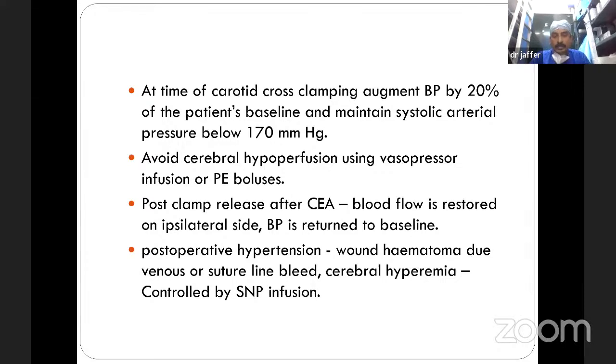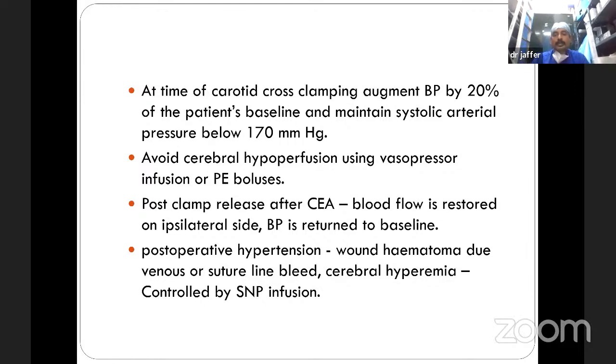When the carotid cross clamp is placed, the BP has to be augmented by about 20% above the patient's baseline. This is in order to aid the contralateral circulation, and see to it that the systolic blood pressure is maintained below 170 mm of Hg. Avoid cerebral hyperperfusion during this time by the use of vasopressors or phenylephrine boluses.